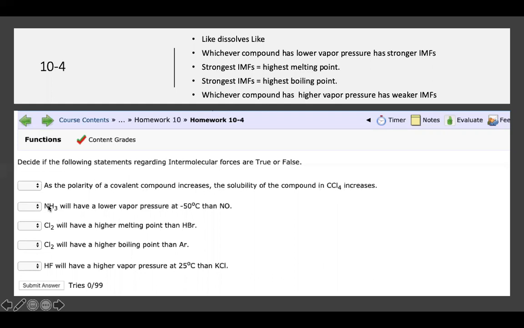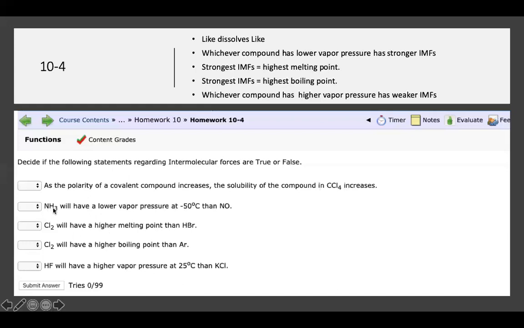For statement 2, they say that NH3 will have a lower vapor pressure at negative 50 degrees Celsius than NO. So the temperature here isn't exactly relevant. As long as both of these compounds are at the same temperature, then we can ignore the value of temperature and we can just focus on the intermolecular forces that are present in each of these compounds. So for vapor pressure, we just want to choose whichever compound has the stronger intermolecular forces. Whichever compound has stronger IMFs, those particles are going to be more attracted to one another, and they're going to be less likely to leave the liquid phase and enter the gas phase.